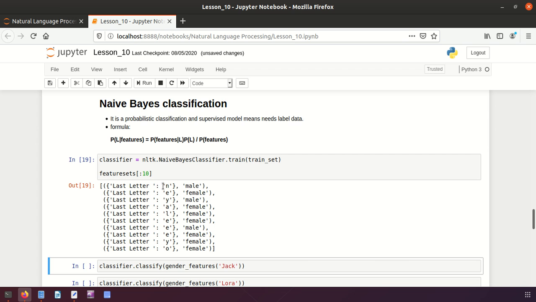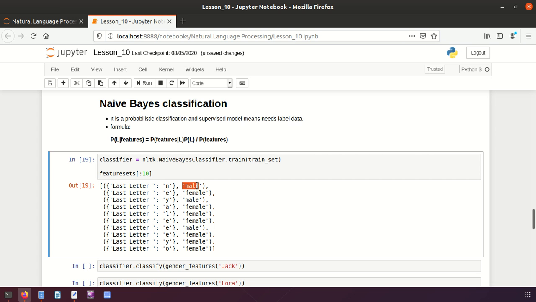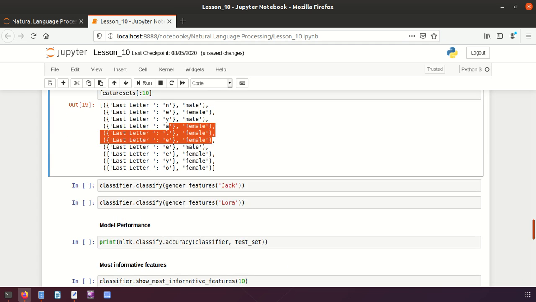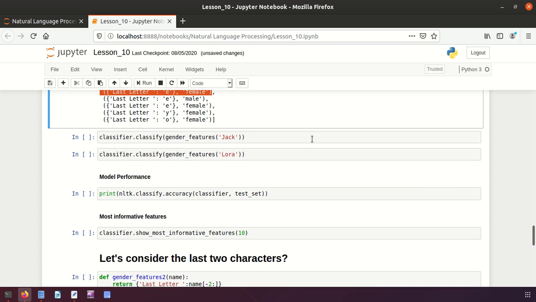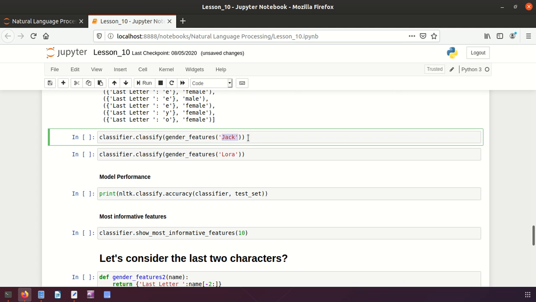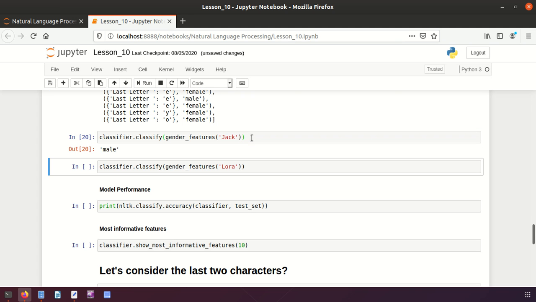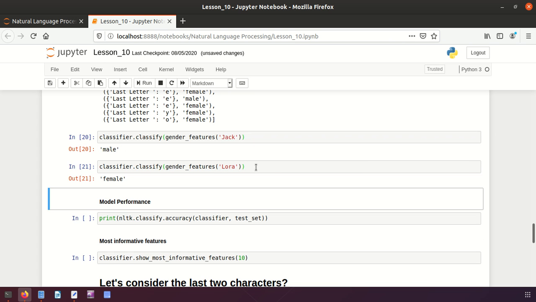And now see here the last letters and the labels, they are all combined like this. Now let's pass a name like this one, Jack. What does it return? It returns male. And here, if I pass this one, we'll see it is returning female, right?